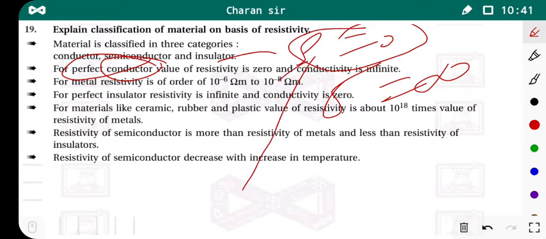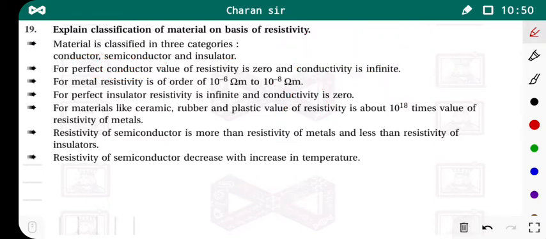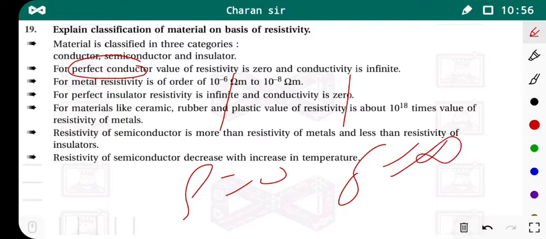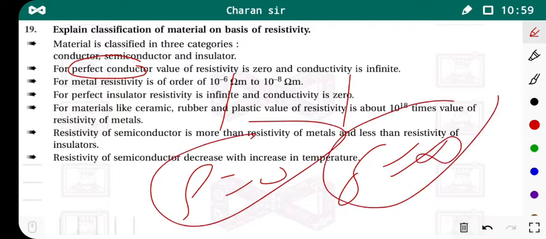What is the meaning of resistivity? The resistivity is the specific resistance. It opposes the flow of current. So for pure conductors or perfect conductors, the resistivity is 0 and the conductivity is infinite. If resistivity is 0, that means conductivity is infinite, because both are inversely proportional to each other.